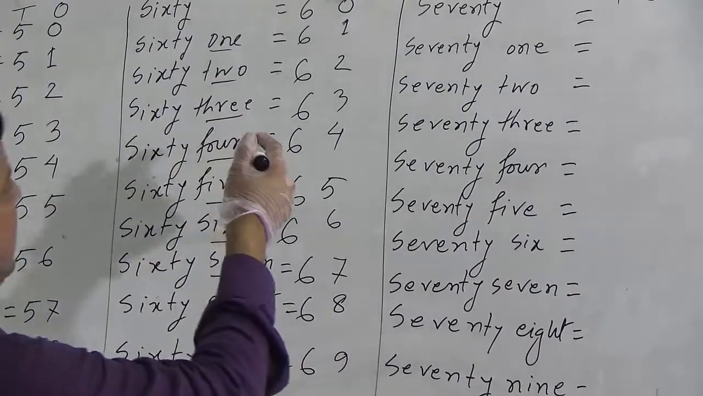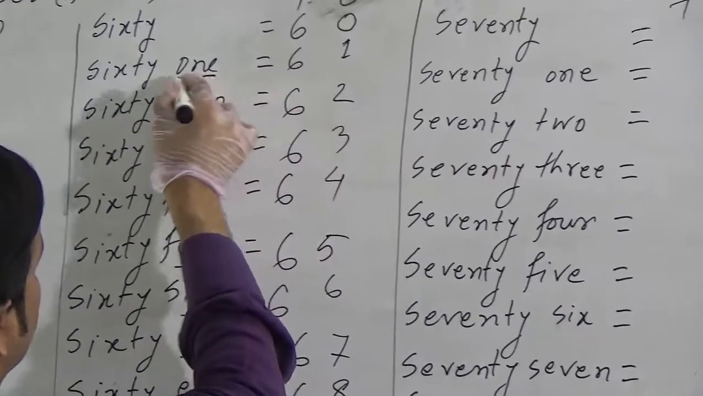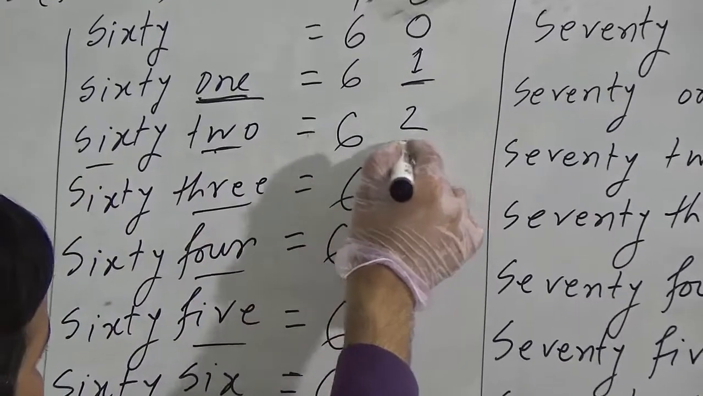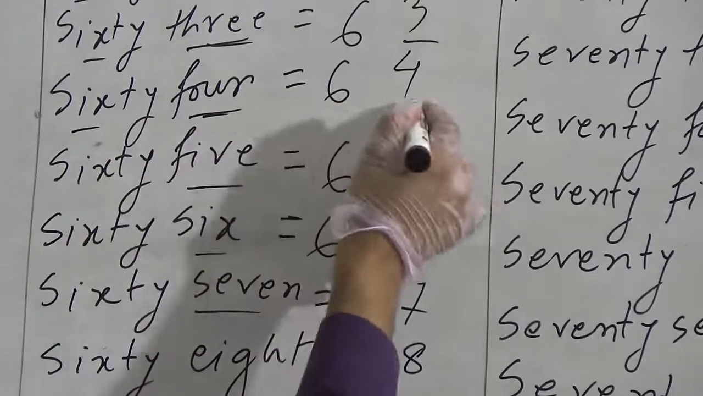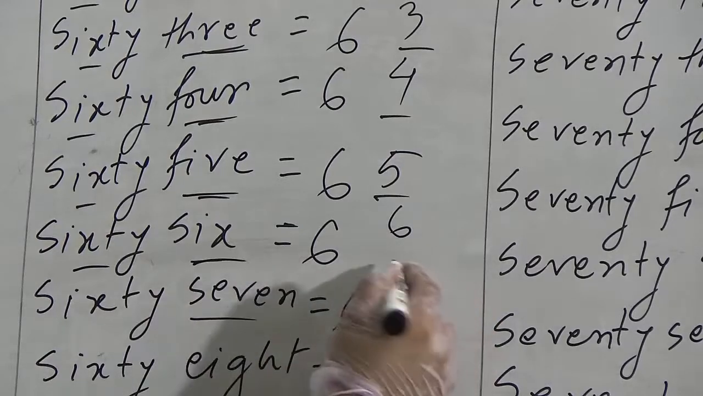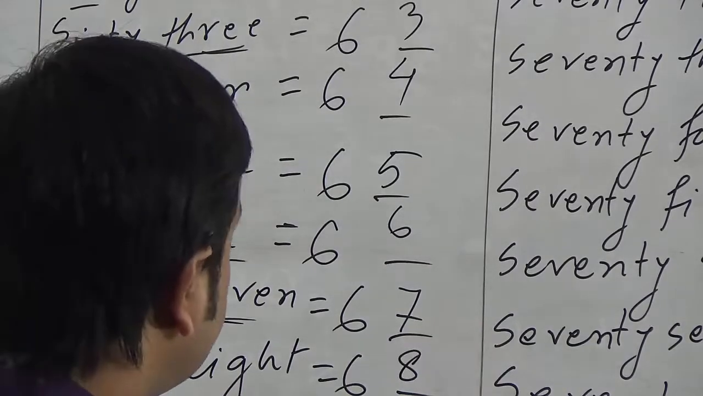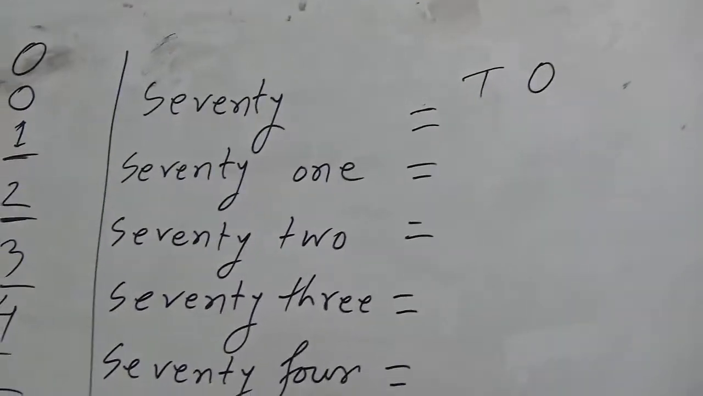Students, observe again, only the ones position will be changed. If it is 61, 1 is in ones position, 62, 2 is in ones position, 63, 3 is in ones position, 64, 4 is in ones position, 65, 5 is in ones position, 66, 6 is in ones position, 67, 7 is in ones position, 68, 8 is in ones position, and 69, 9 is in ones position, and tens position always remains same.